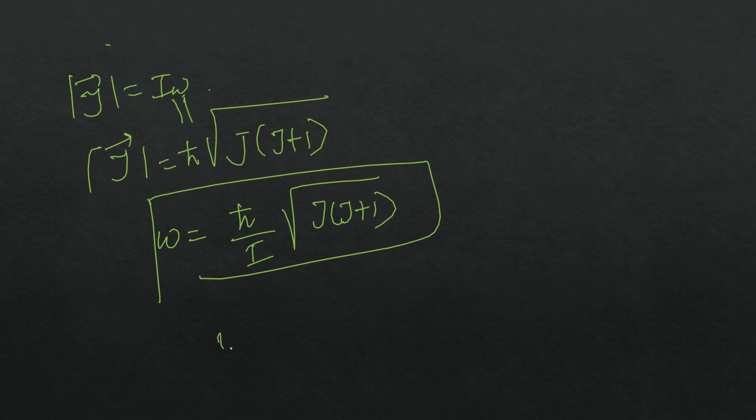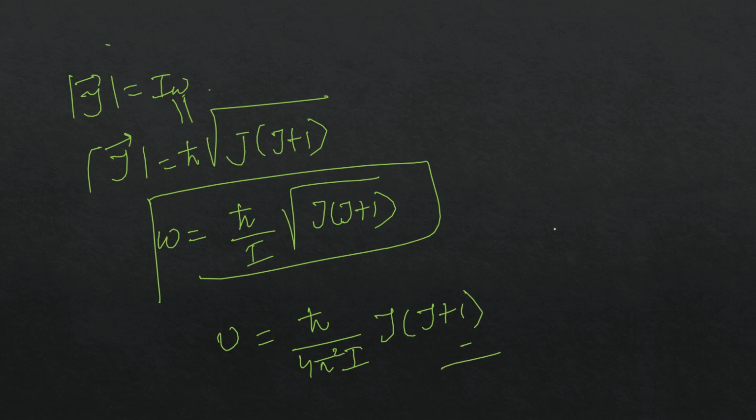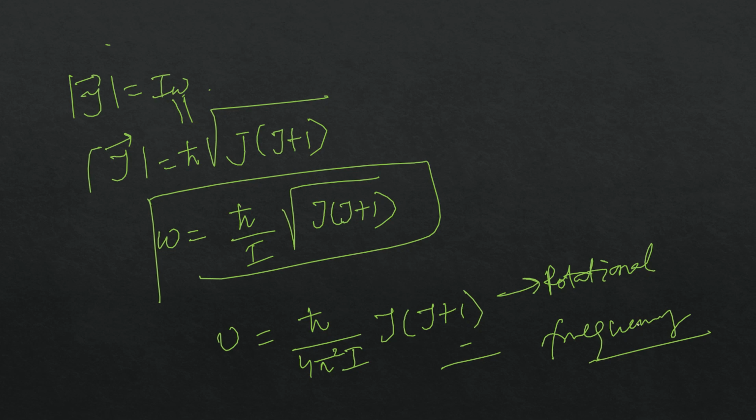So rotational frequency will be what? H cut by 4 pi square I, J whole to J plus one. Okay. This is your rotational frequency. These ones you don't need to remember. You can do it on your own in exam hall. You can derive them on your own. Okay, next one is important.